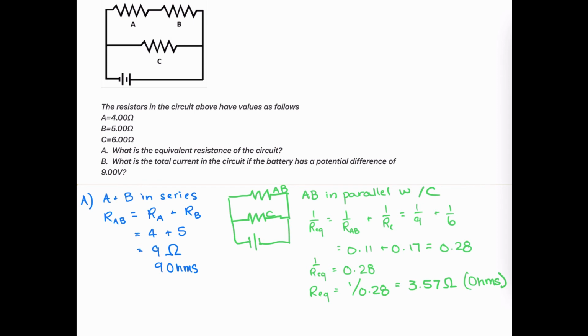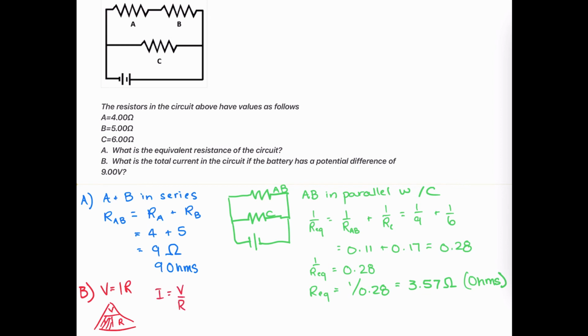And now for part B, it says, what is the total current in the circuit if the battery has a potential difference of 9 volts? So let's see what we've got here. We're going to use this formula, V equals IR, and you can either do the algebra or you can put it in the triangle. I'm going to put it in the triangle just to show you how. And so I've got I is equal to V over R.